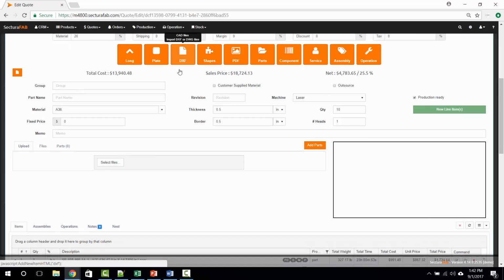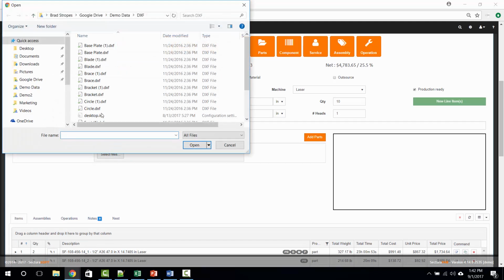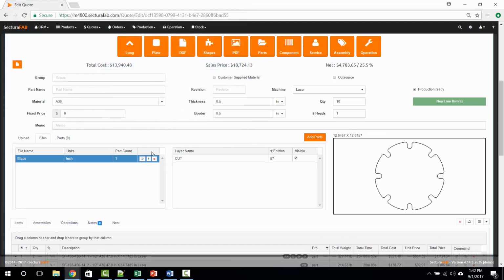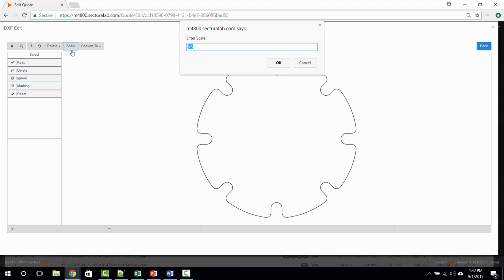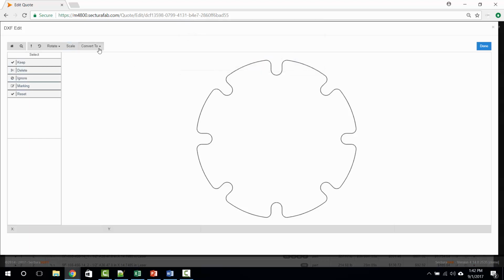One example that we have is importing DXFs. I could bring in something like this simple blade cutout here. I can go into our CAD importer, and not only do I have all of my typical CAD tools, I also have two very unique things. I have scaling, where we can scale this drawing up or down. I also have a conversion.